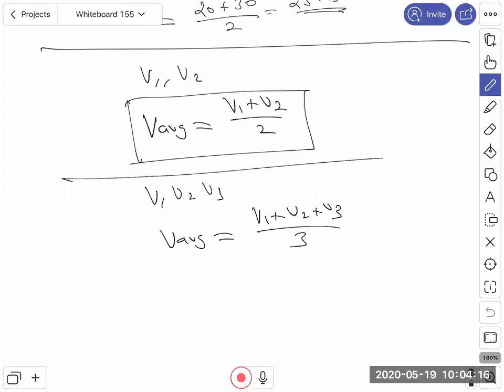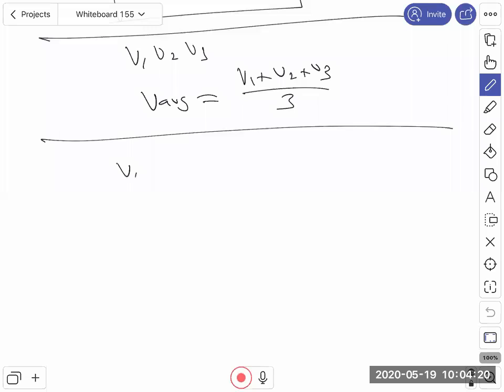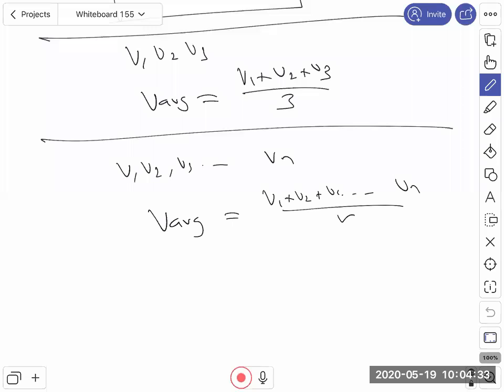Suppose there are n number of velocities like v1, v2, v3, etc. to vn. So what about the value of average velocity? V1 plus V2 plus V3 plus Vn upon n. Yes, v1 plus v2 plus v3 etc. to vn divided by n. Okay, so write down this one.